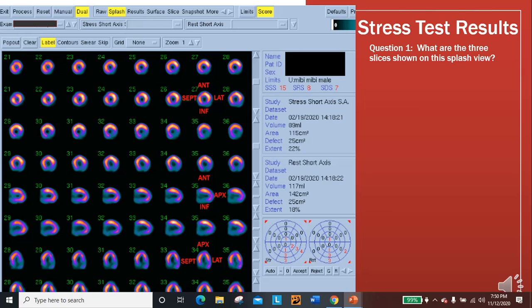I'll give you a moment to think about it. If you guessed the first view being the short axis, you would be correct, and it is followed by the vertical long axis and the horizontal long axis. When observing these slices, you can see that the inferior lateral portion of the left ventricle has significant lack of perfusion.